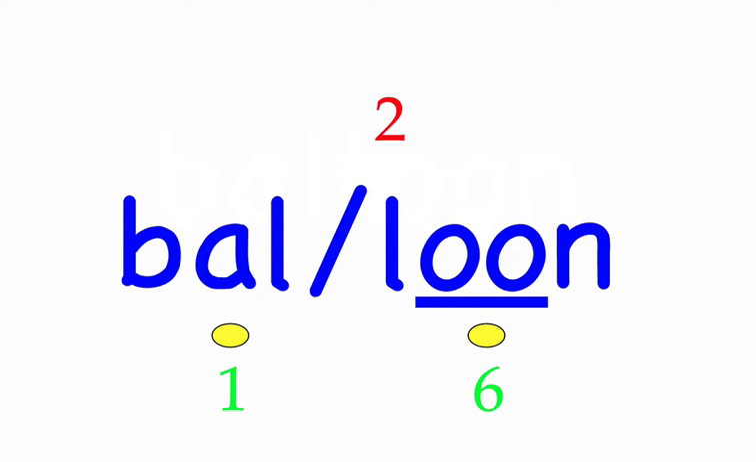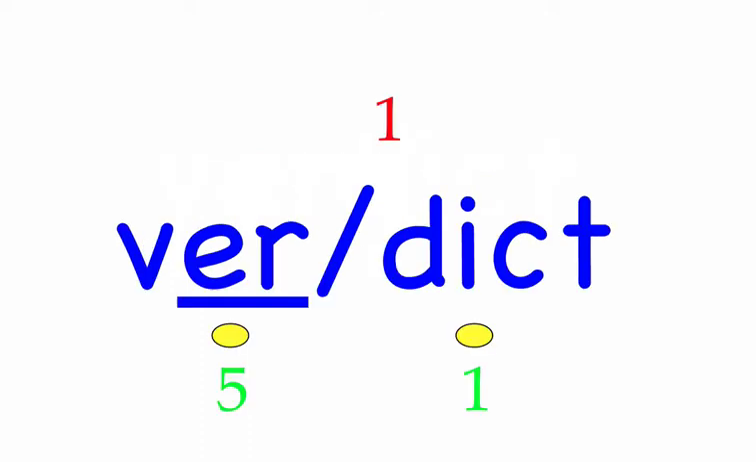Row 5. Verdict. The jury reached a verdict. Ver, 2 sounds. V. Dict, 4 sounds. D, I, k, t. Verdict. Mark the word.